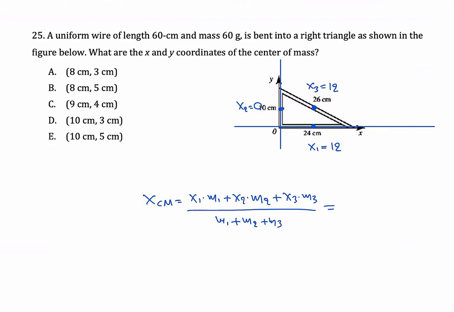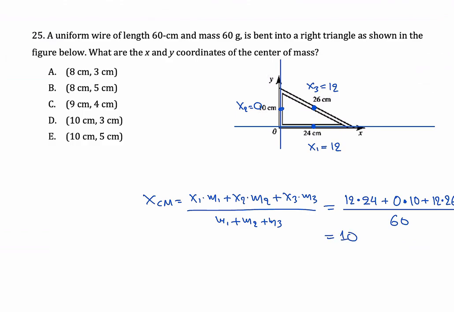The x1, we know that it is 12. The mass one, we don't know it, but we can consider that the mass is proportional to the length. So the mass could be 24, plus the x2 is 0 multiplied by the length, that is 10, plus 12 multiplied by 26, and all of this divided by the total mass, where it is the total length, 24 plus 10 plus 26, it is 60. So the x location of the center of mass is divided by 60, it is 10.